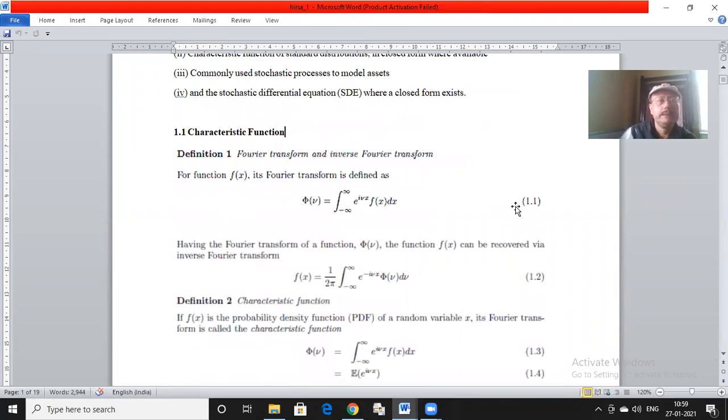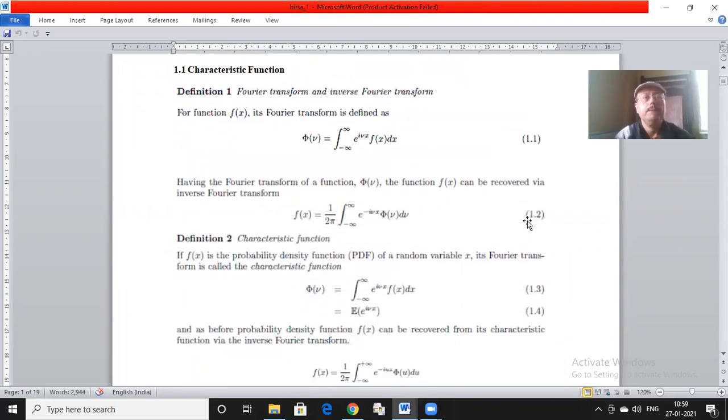So the first section is characteristic function. The notation might be a little different from whatever probability textbook you have studied earlier. The notation here will be that the probability density functions will be small f. The characteristic function will be typically this symbol phi or psi, the Greek alphabets.